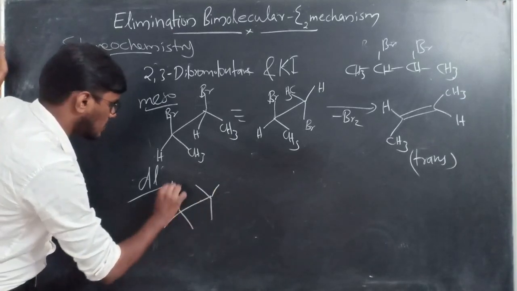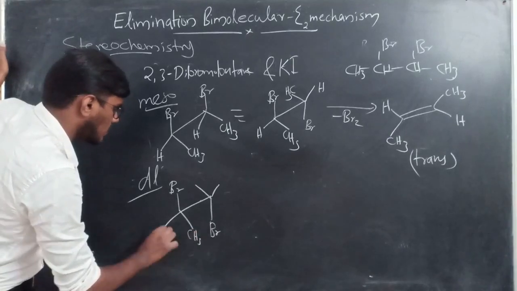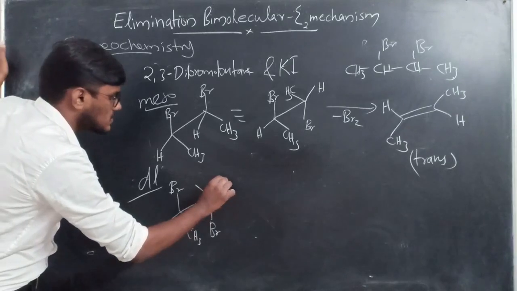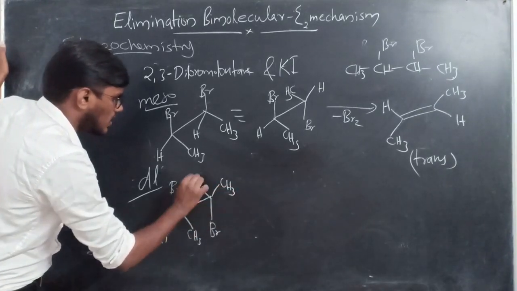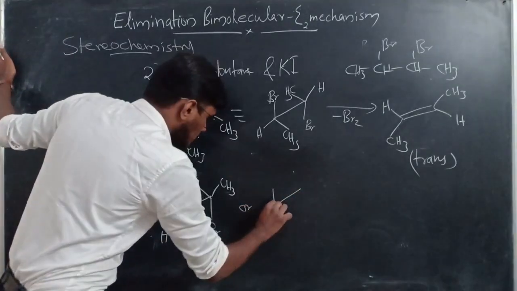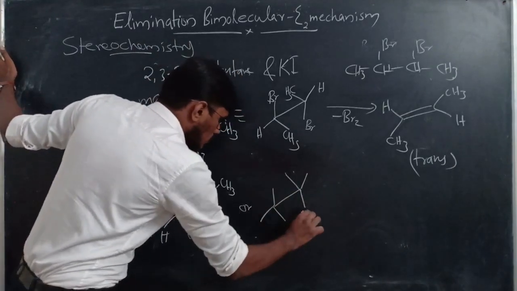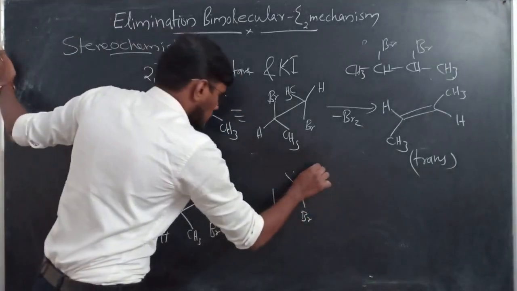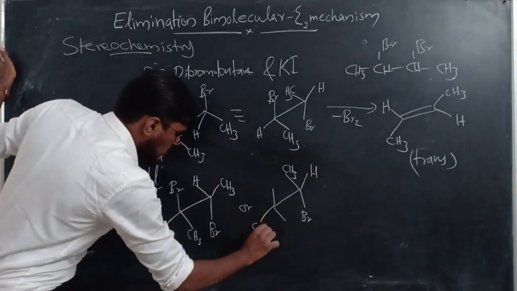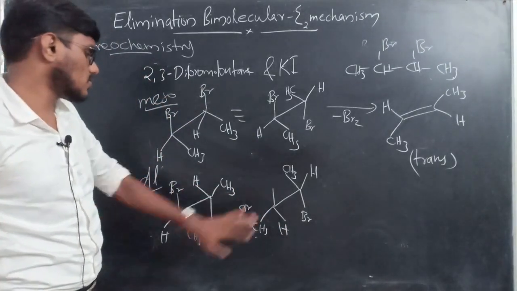Okay, this is the structure: Br, CH3, H, and here it will be like this, CH3, H. This is one form, or another form, Br, H, CH3, here CH3, H. These are two forms, the DL forms, plus or minus forms.